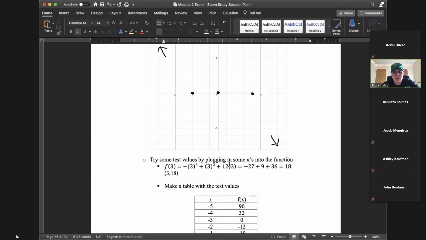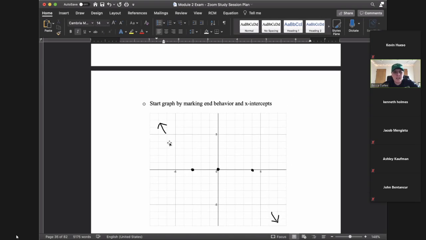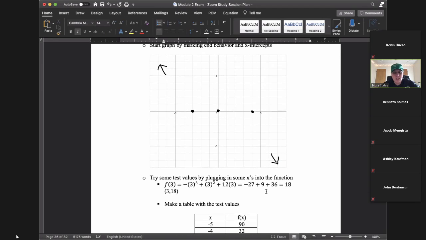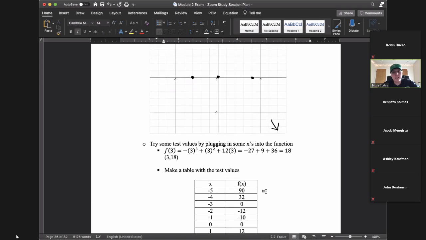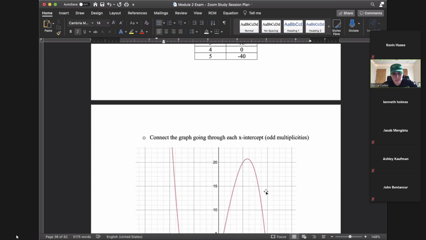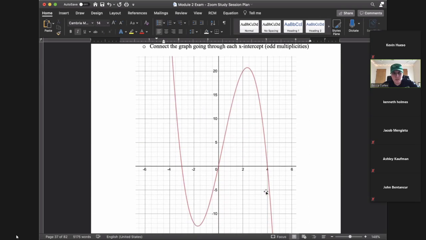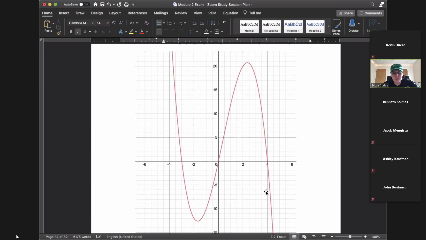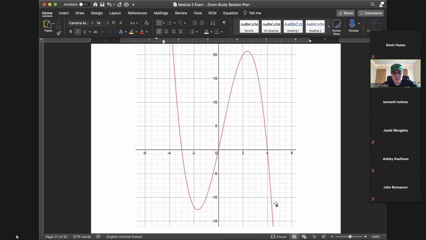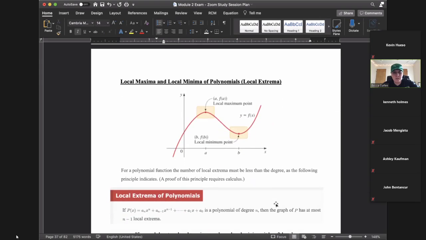You don't have to do the test values. As long as you know the end behavior, the x-intercepts, the y-intercept, and when it's going to cross or bounce off of the x-axis, then you can figure out exactly what the graph looks like. It might not look exactly like the graph without the test points, but if you do the test points, then you're going to get a graph like this. So then you connect the graph going through each x-intercept. So it goes through, and it's got the same end behavior. So we know we did it right.